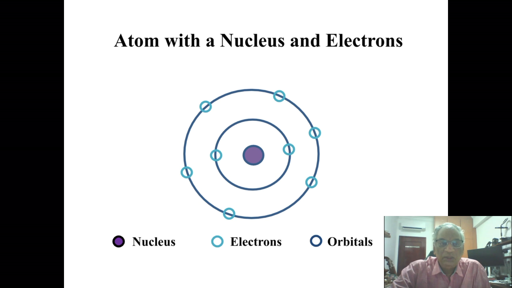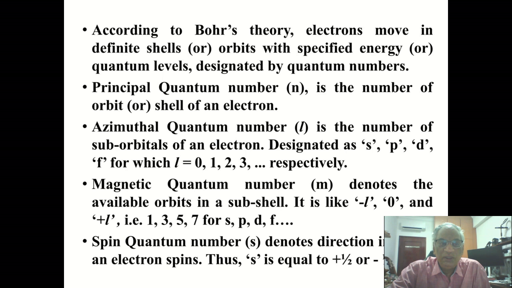According to Bohr's theory, electrons move in definite shells or orbits which are specified with the energy or quantum levels, and they are designated by various quantum numbers. The principal quantum number n is the number of the orbit or shell of an electron. The particular orbit or shell is further subdivided into suborbitals, which are designated by the azimuthal quantum number L.